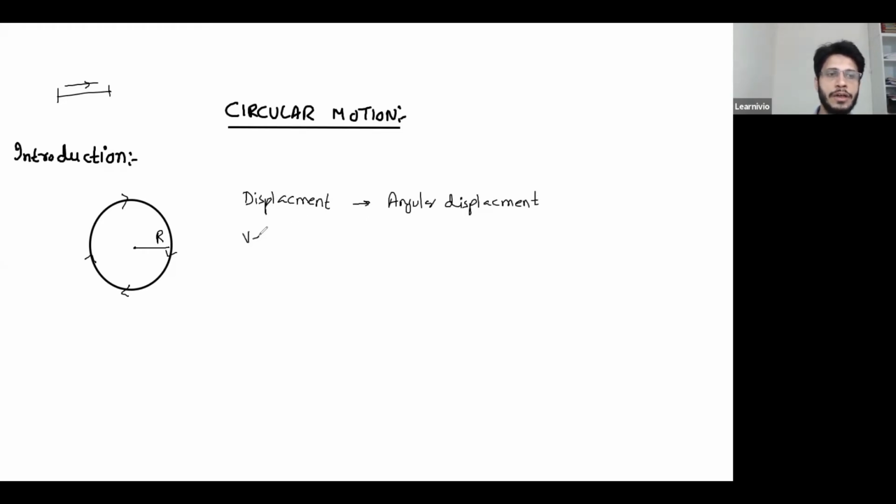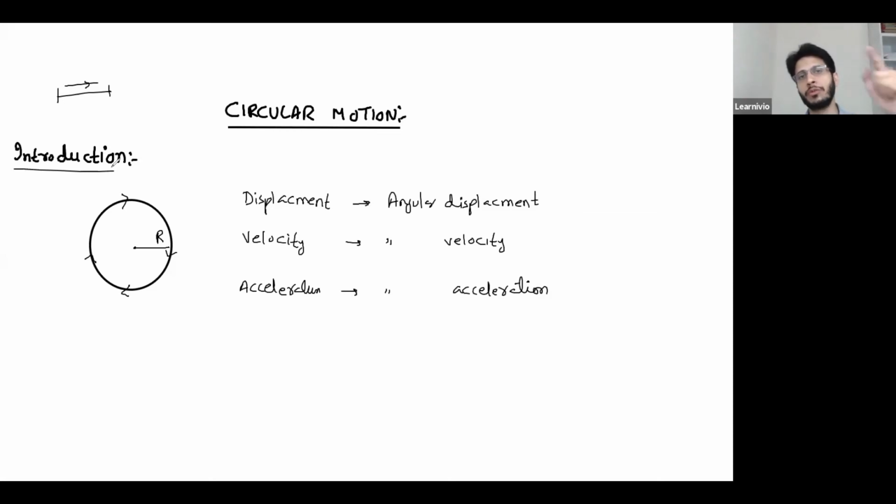Earlier we did velocity, but now we will do angular velocity. Earlier we did acceleration, but now we will do angular acceleration. So from now onwards, we will study the motion of a body moving on a circular track. Let's start with angular displacement.